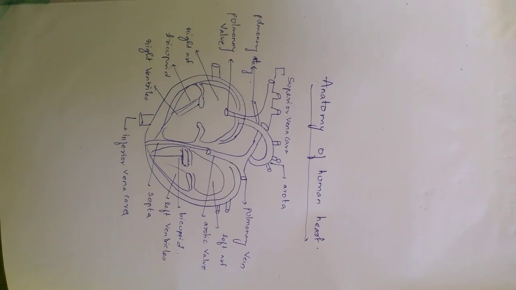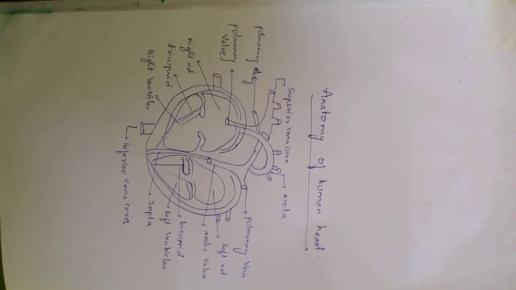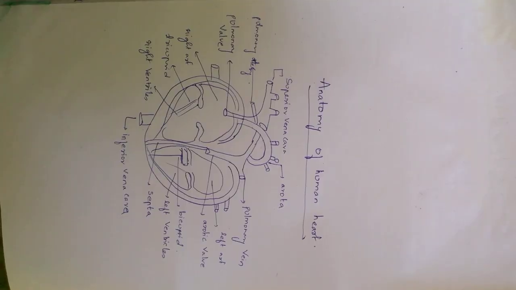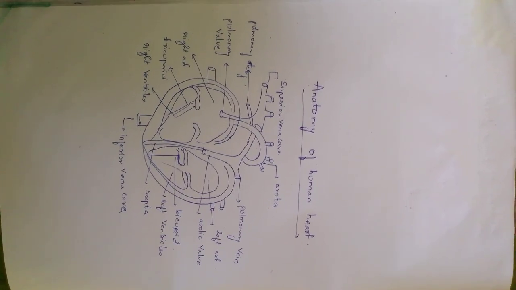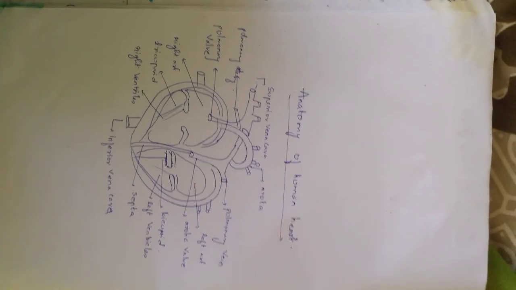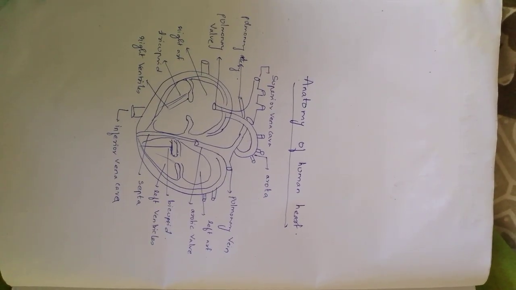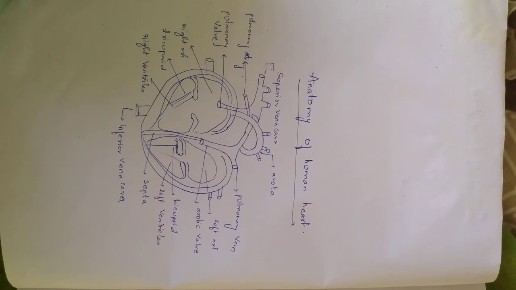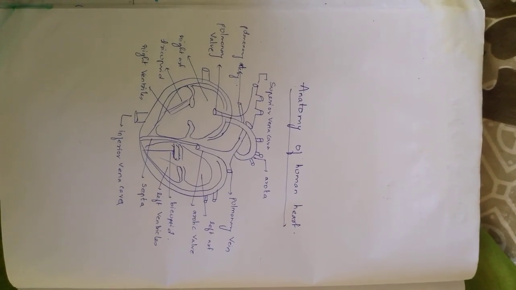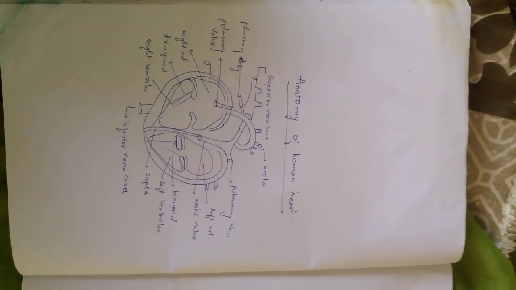Now we are going to speak about the major blood vessels of the heart. There are actually five: superior vena cava, inferior vena cava, pulmonary veins, pulmonary arteries, and aorta. First we'll speak about the superior vena cava. The first major vessel attached to the heart carries deoxygenated blood from different parts of the body to the right atrium. It brings deoxygenated blood from the head and neck. So the superior vena cava is the first one.